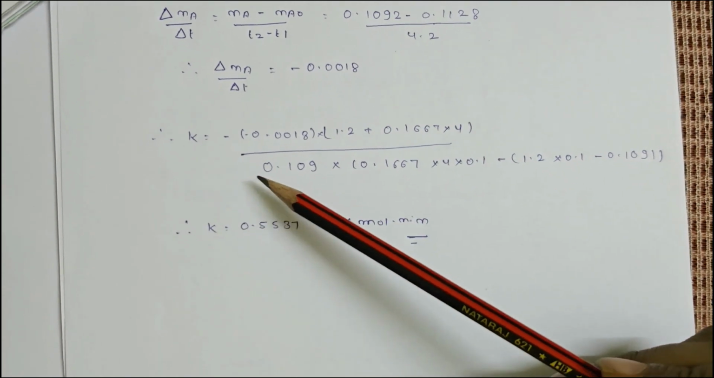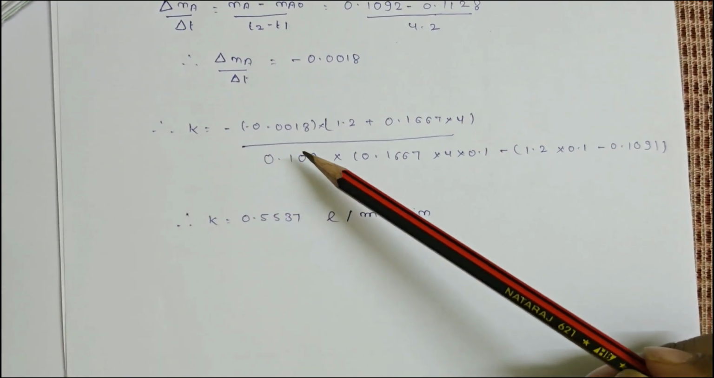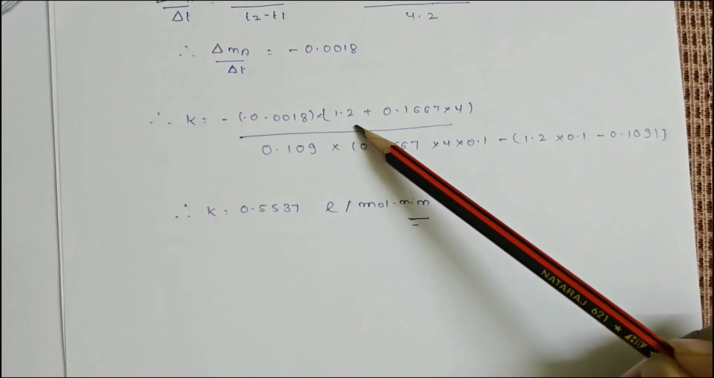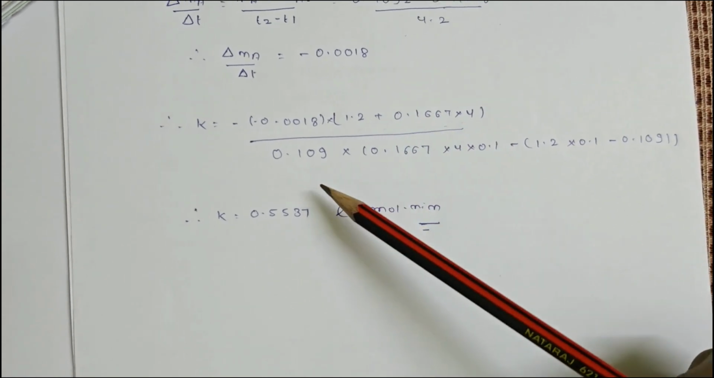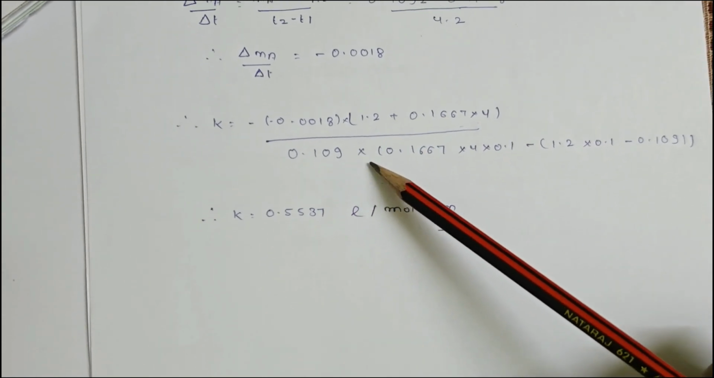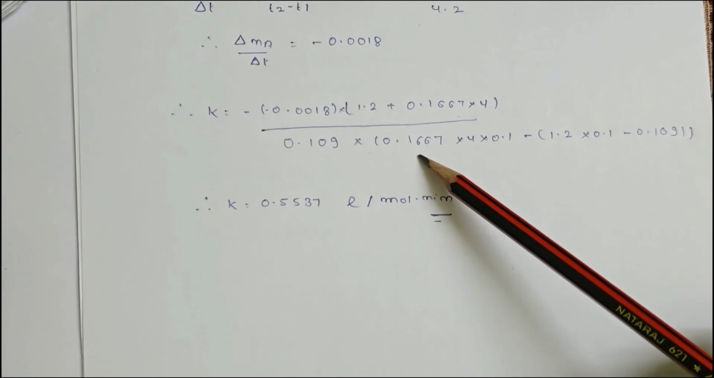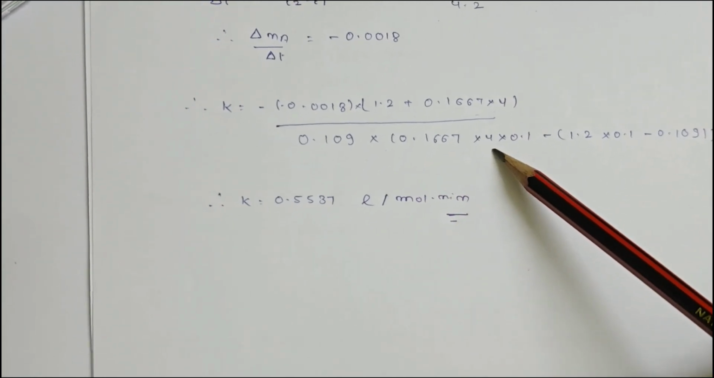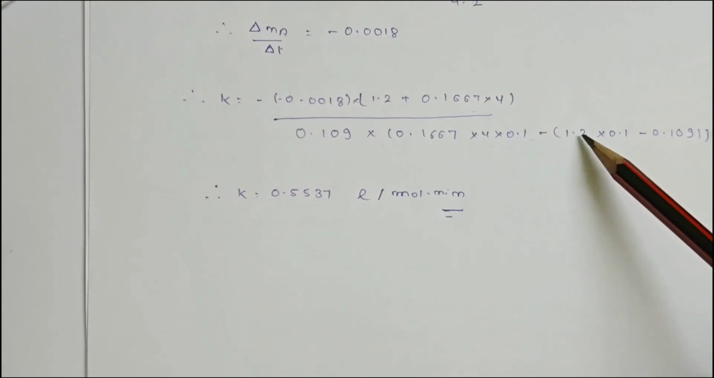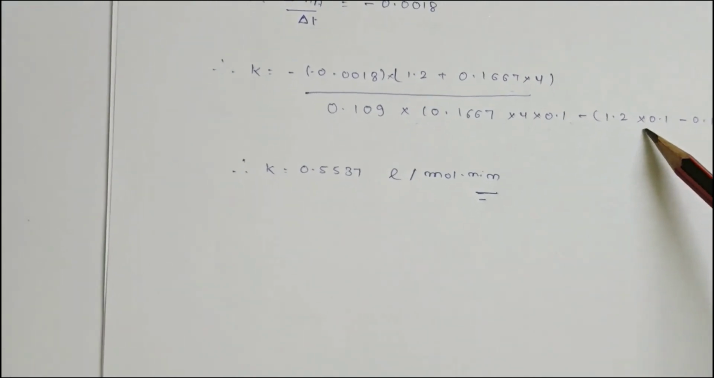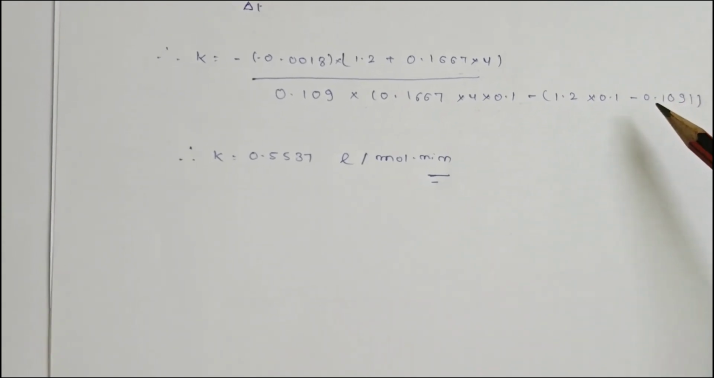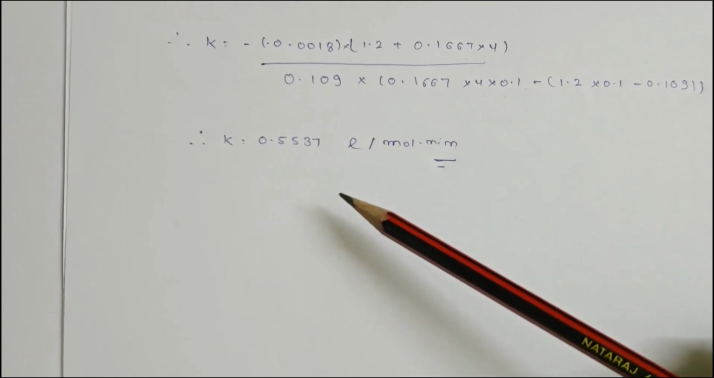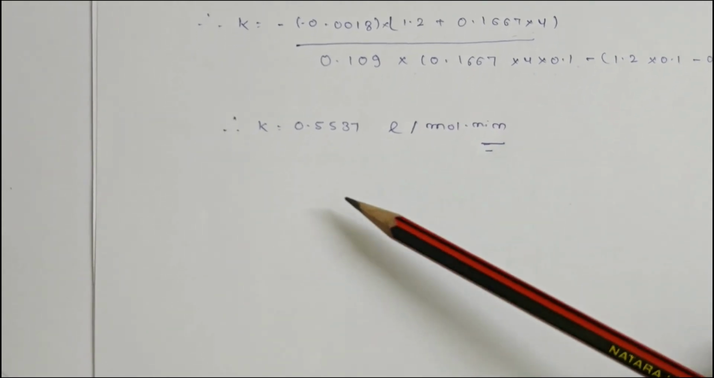Now we will substitute all the values in the equation of k to get the final value of k, which is given as minus of minus 0.0018 into 1.2 plus 0.1667 into 4 upon 0.109 into 0.1667 into 4 into 0.1 minus bracket of 1.2 into 0.1 minus 0.1091, and after substituting all the values we will get the final value of k as 0.5537.